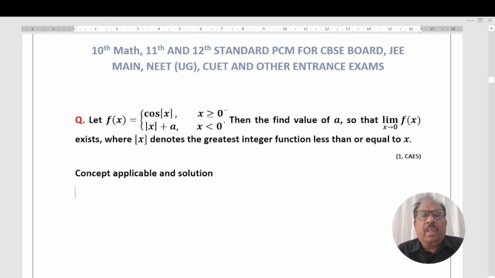Question is, let f(x) equal to cos x when x is greater than or equal to 0, and modulus x plus a when x is less than 0. To find the value of a such that the limit exists.